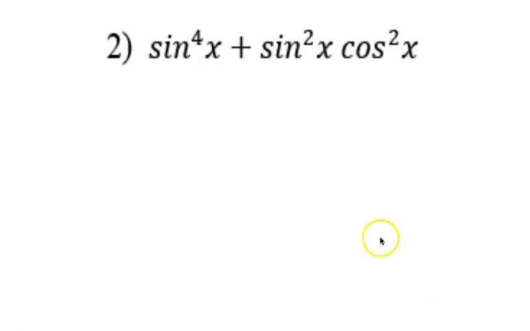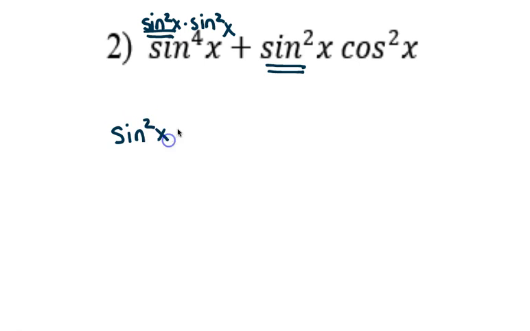Okay. The next one's very similar. We want to look for what both terms have in common. So think about the fact that sine to the 4th is really made up of sine squared x times sine squared x. So we can see that both of these terms have sine squared x in common. So we can factor it out. Sine squared x times, okay, what's left that goes inside the parenthesis? Well, think about it like you're dividing each term by that sine squared x and see what you'd be left with.